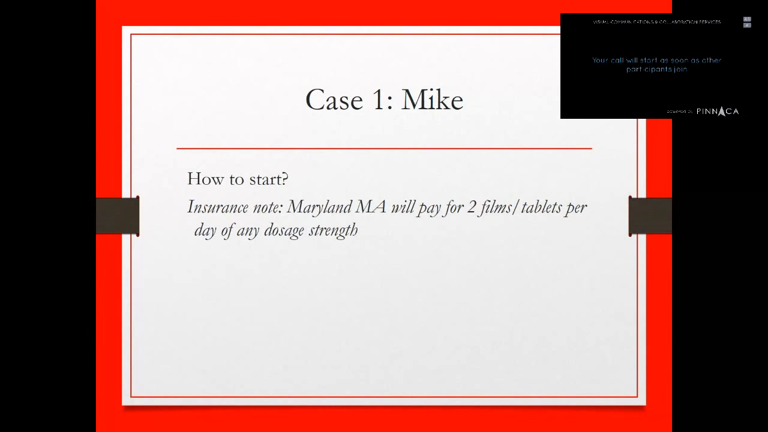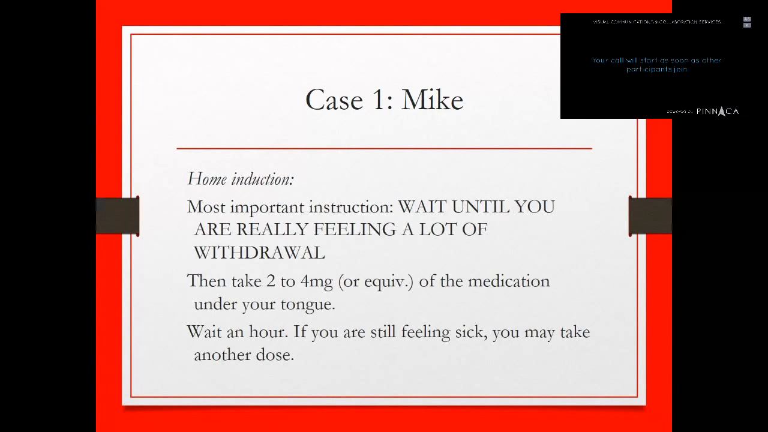The most important instruction to the patient for starting treatment is wait until you're feeling really, really bad. There's the COWS score, and you can have the patient fill out their own COWS. There's also the subjective opioid withdrawal scale, which the patient can fill out themselves. As you know from the training, you want them to have a COWS score that's high, at least 10 to 12 when they're starting themselves.